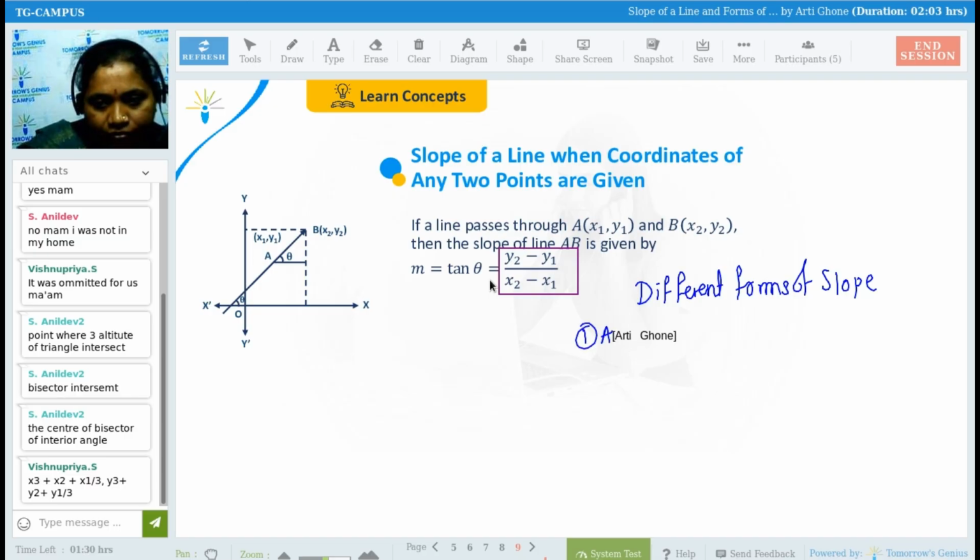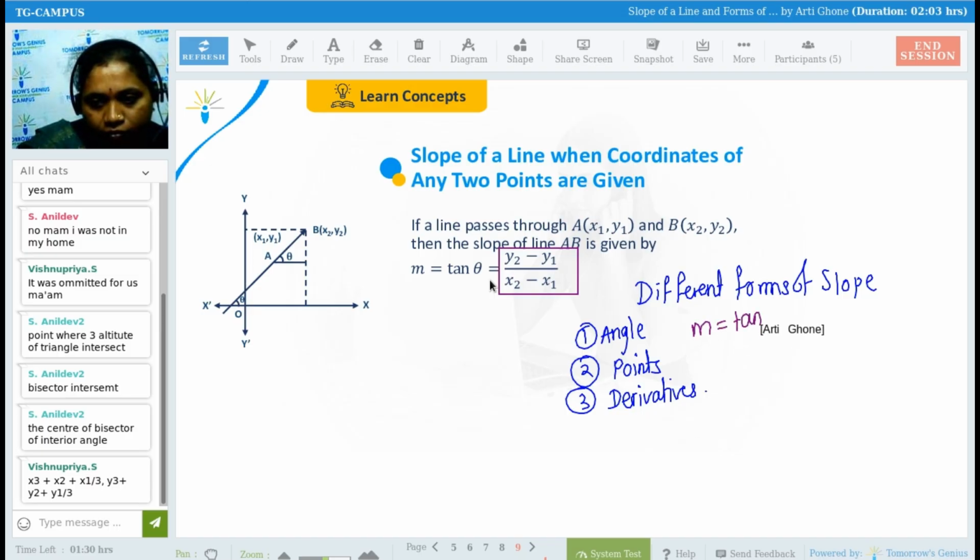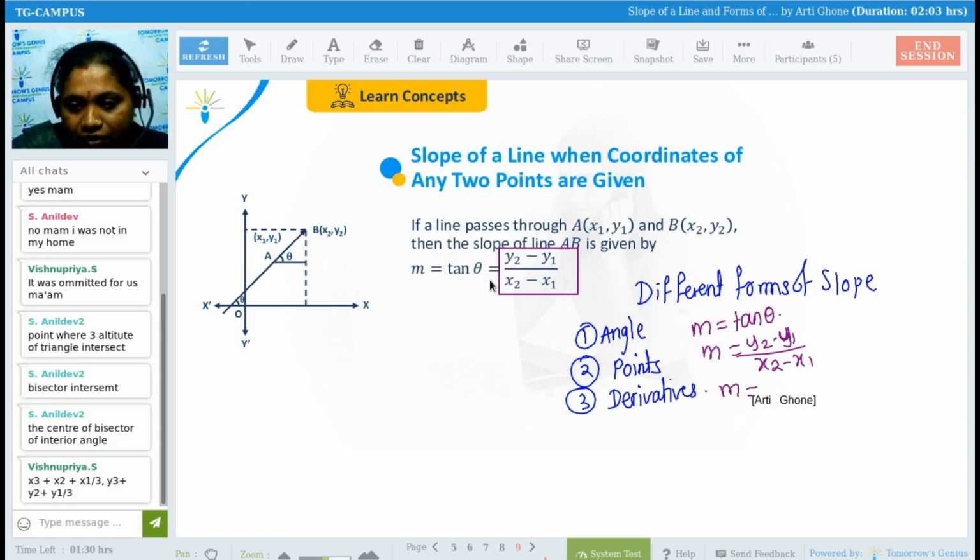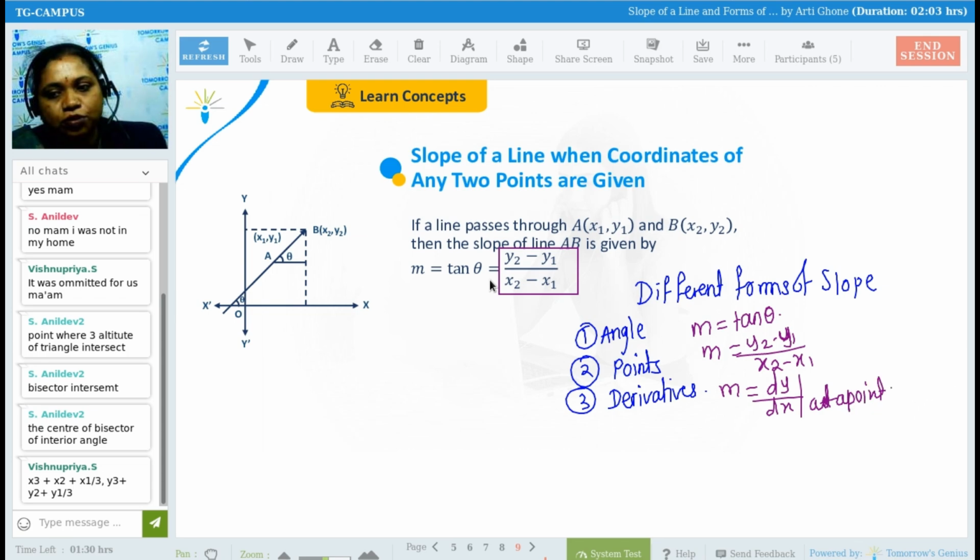First one is angle. Second one is points. And third one is derivatives. For angles, it is m is equal to tan theta. For points, it is m is equal to (y2 minus y1) upon (x2 minus x1). And for derivatives, it is the derivative at a point, but it is in the next year. Derivative at a point. Okay. So all these are known as gradient.